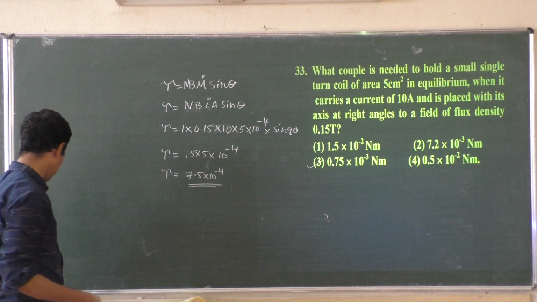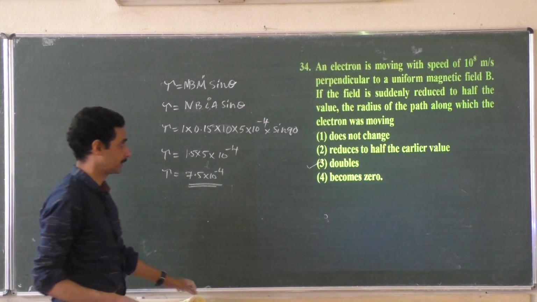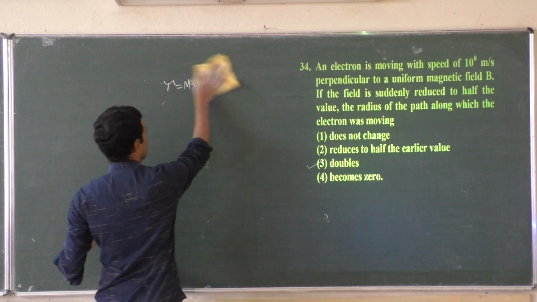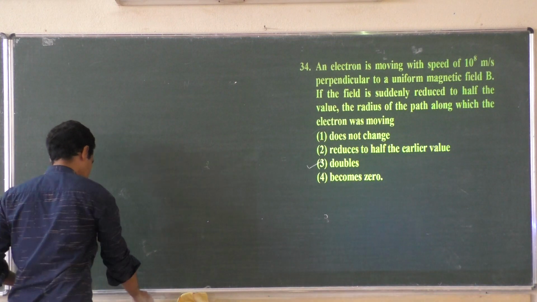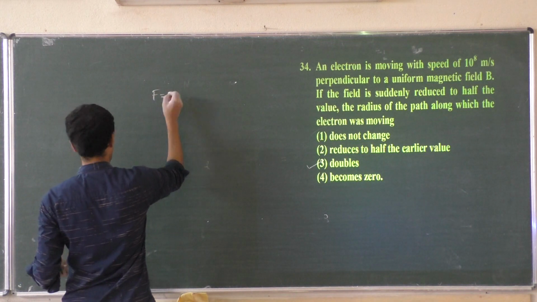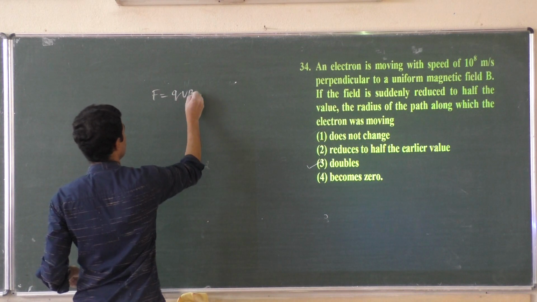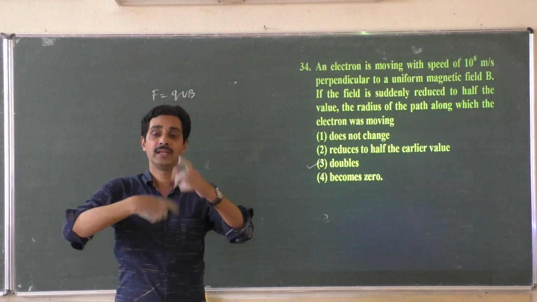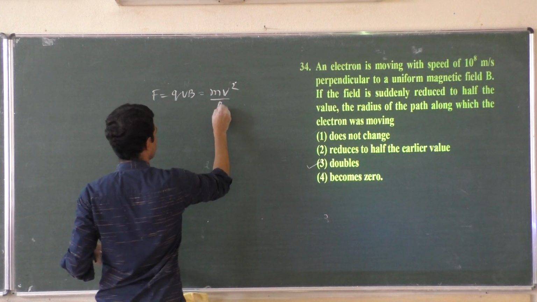Third one, 34. An electron is moving with the speed of 10 to the power 8 meter per second perpendicular to a uniform magnetic field. You have understood what the problem is here. It is the force acting on a charged particle moving in a magnetic field, right? So F is equal to, with r the radius of the circular path, that itself acts like a centripetal force, correct? F equals QVB sin 90. Only when we put the charged particle perpendicular to the magnetic field do we get a circular path. QVB sin 90 is equal to mv squared by r.